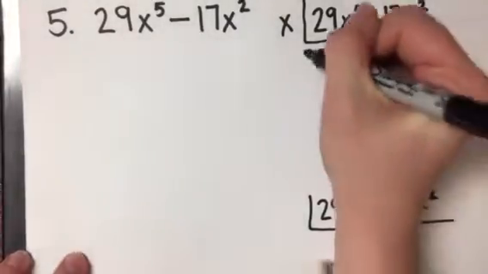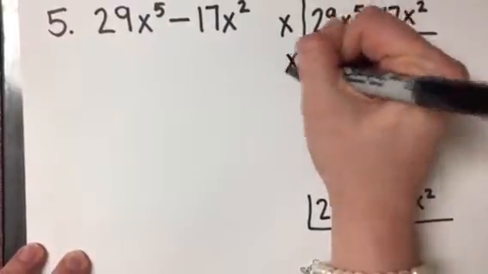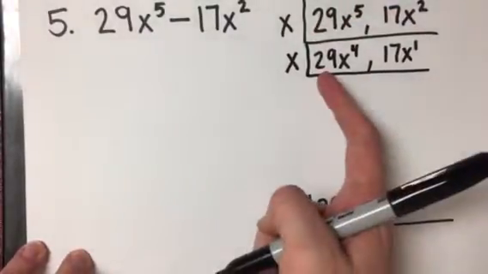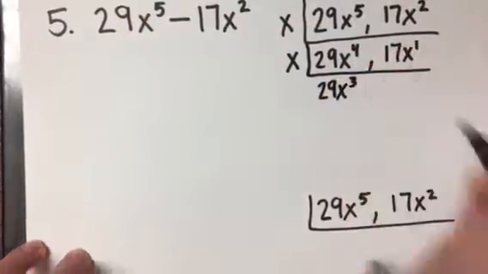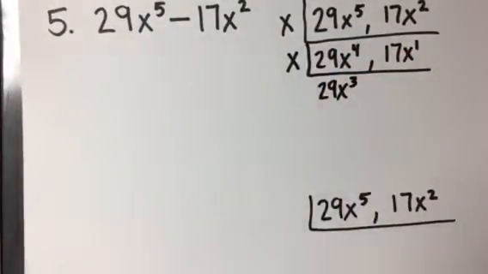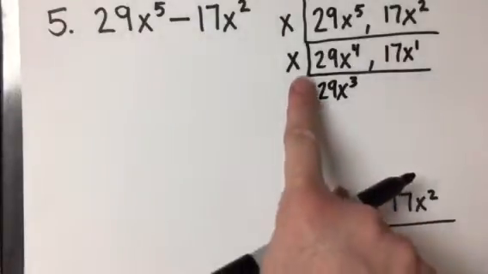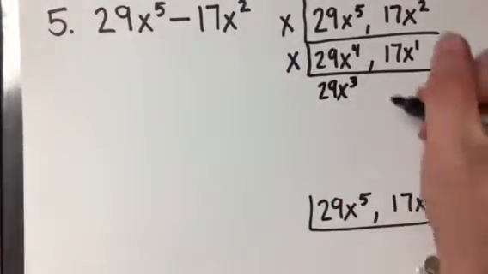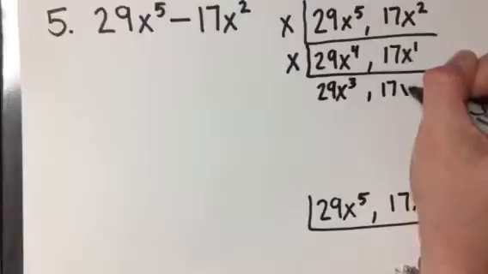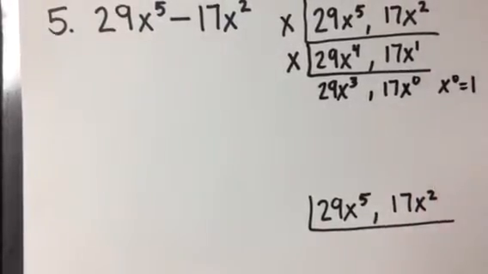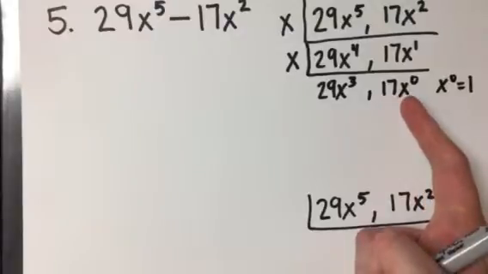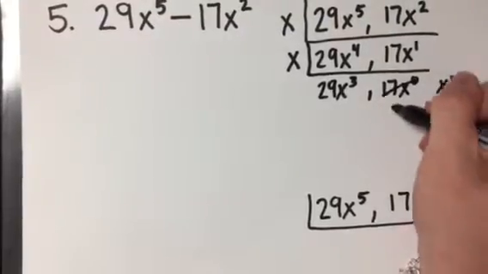You still have another common factor of an x. So 29x to the 4th divided by x is 29x to the 3rd, decreasing by 1 on the exponent. And x divided into 17x is 17x to the 0. But x to the 0 just equals 1, so that's really just 17 times 1, which is 17.